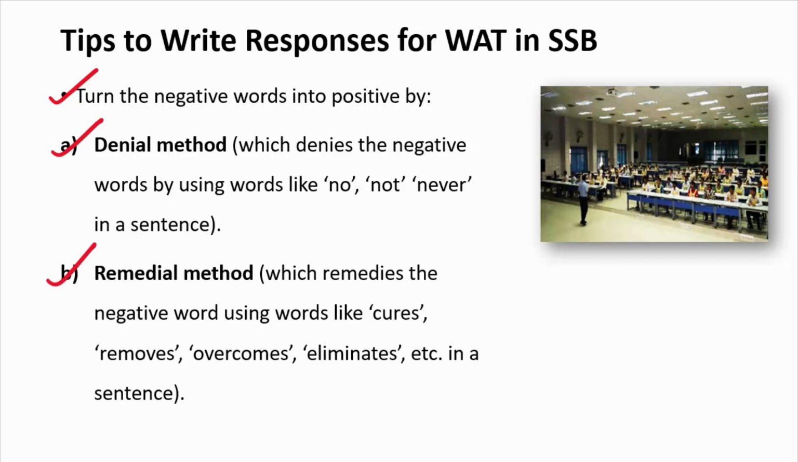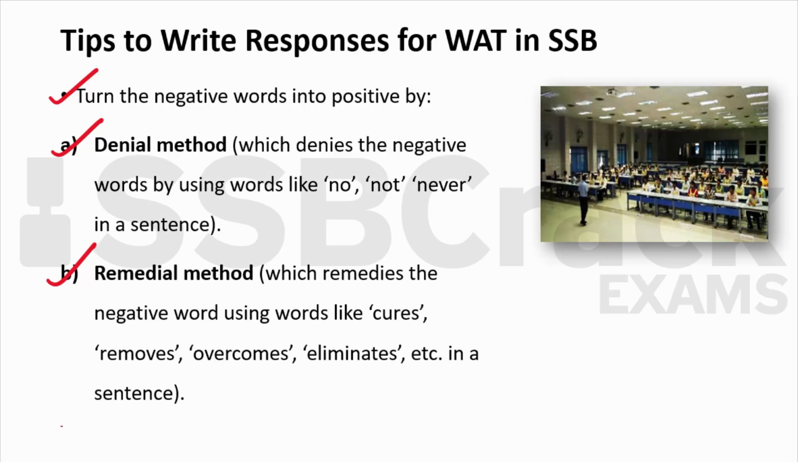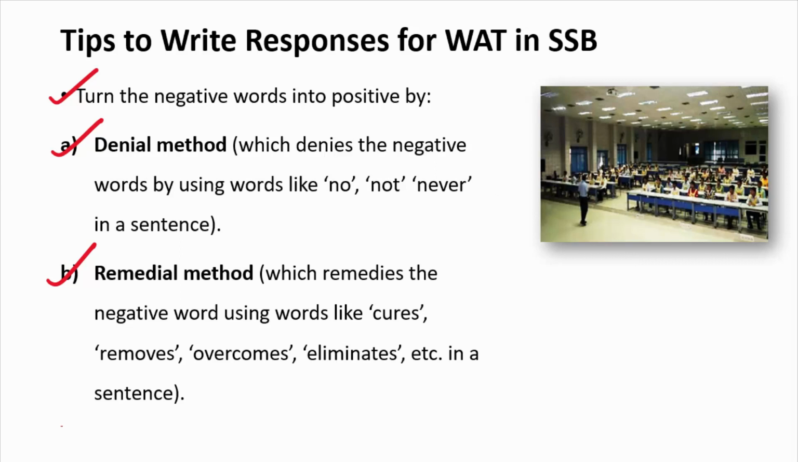Denial method is a method which denies the negative words by using words like no, not, never in a sentence. Remedial method remedies the negative word using words like cures, removes, overcomes, eliminates, etc. in a sentence. Take for example a negative word like accident. You can either write, accidents do not occur if we are careful on road, through denial method, or, stop and drink and drive prevents accidents, which you can use through remedial method.